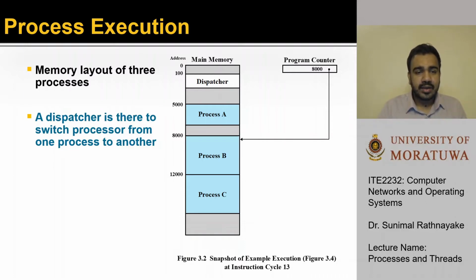So the dispatcher is there to switch the processor from one process to another. For example, from process A to process B, process B to C, and C to A or B. That switching is performed by the dispatcher.